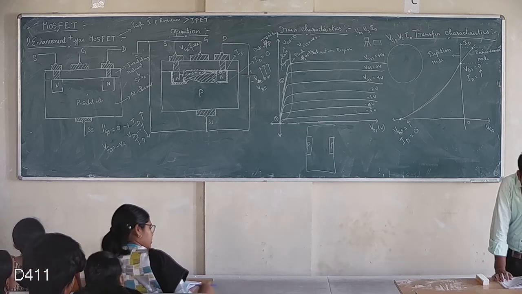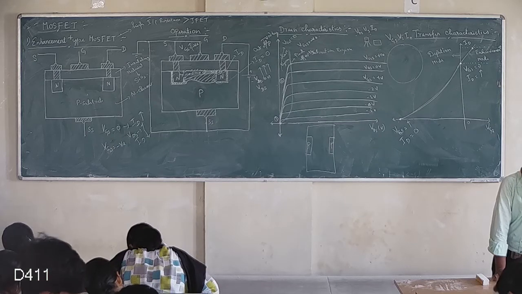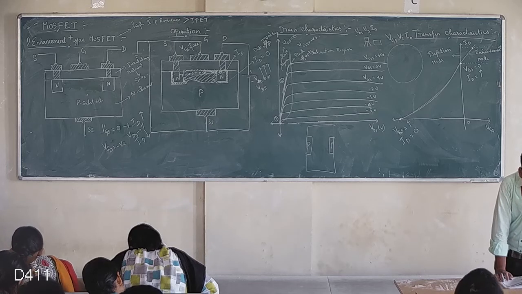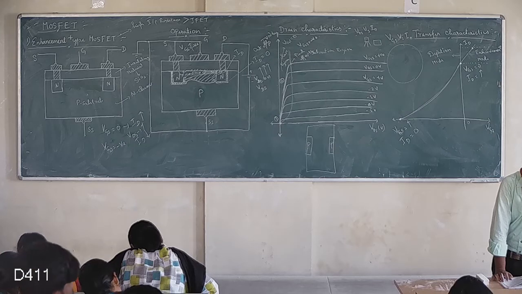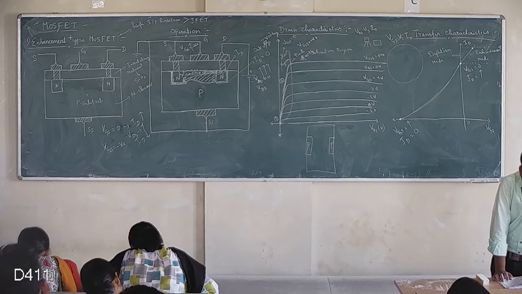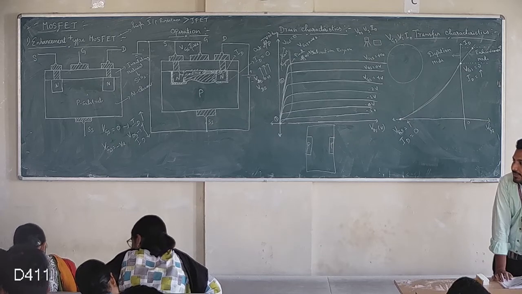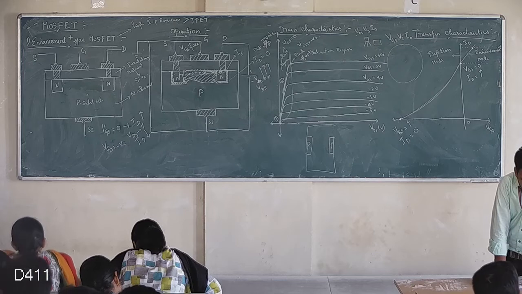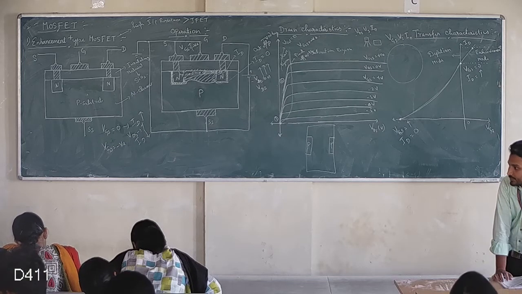When the channel width gets reduced, the drain current also gets reduced.